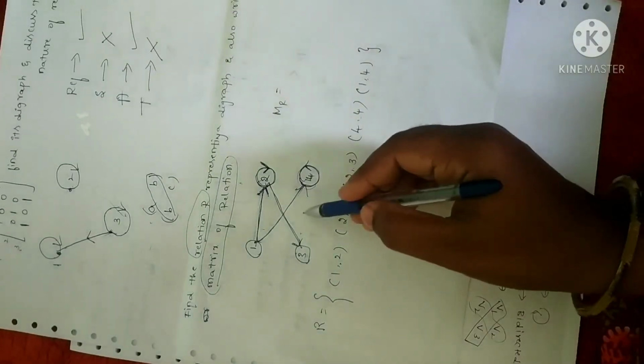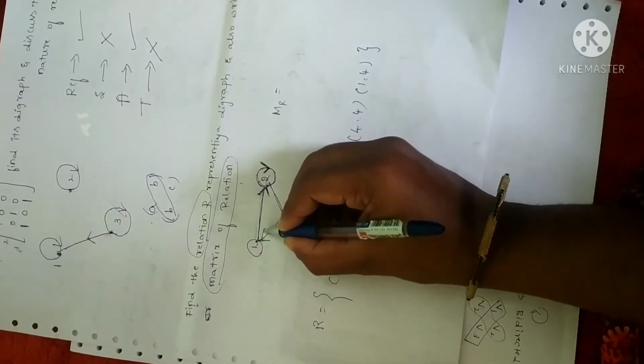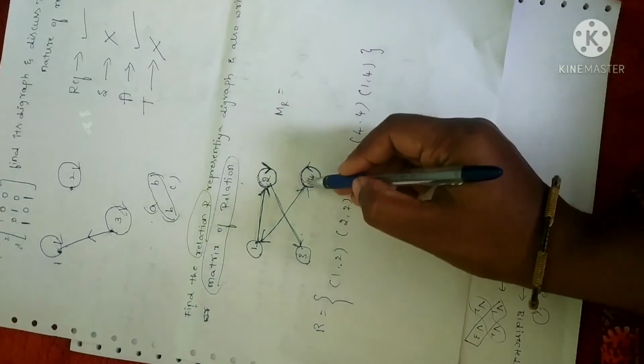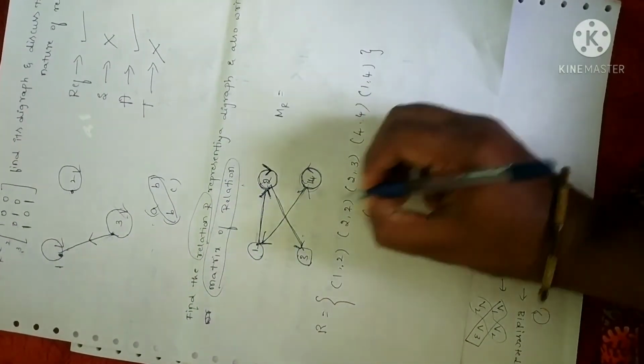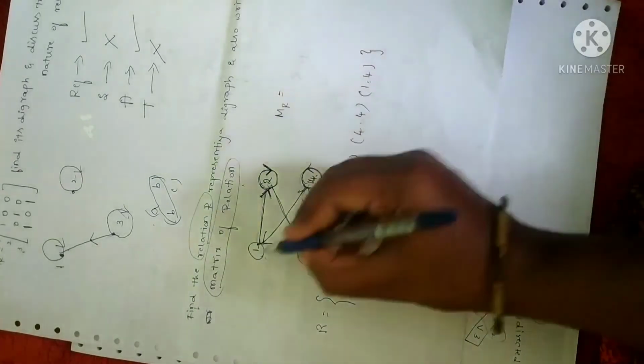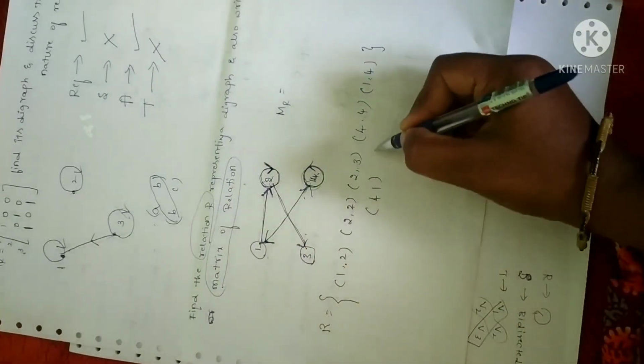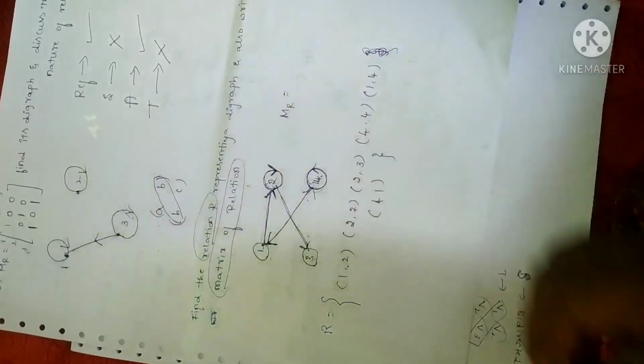Now, suppose I have one more arrow mark, something like this. Now, we have to add that relation as well, like 4, 1. Why? Because 1, 4 is different from 4, 1. Now, I have written an arrow mark here, so let me write 4, 1 here. So this is what the relation is.